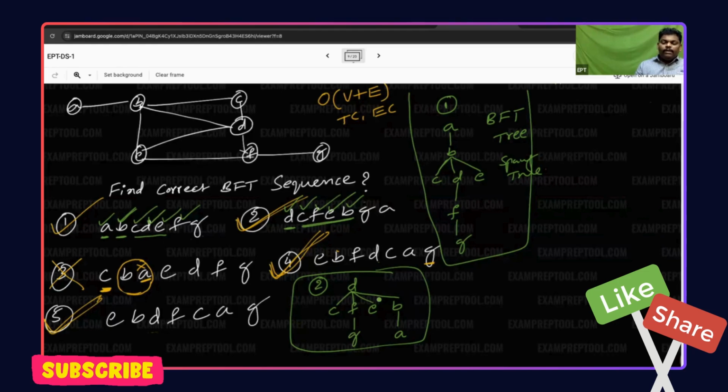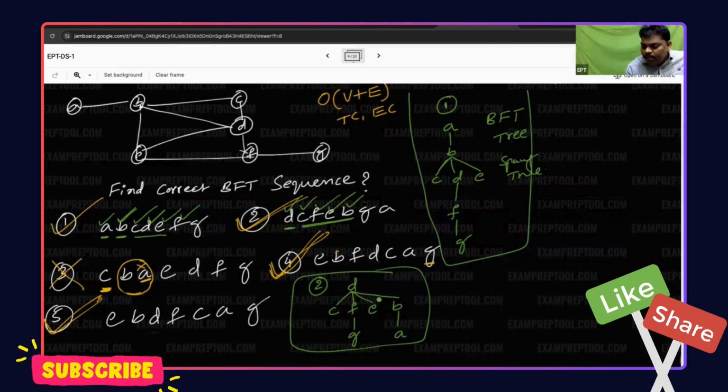In the BFT tree, how many levels are there? First D, followed by D's adjacent, followed by their adjacent. How many levels did the tree come to? A three-level tree. Parent is the first level, their children are the next level, and their children are again the next level. Right? Next level, next. Let's keep on going.